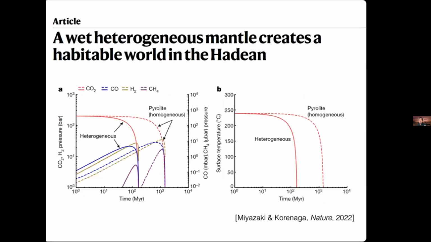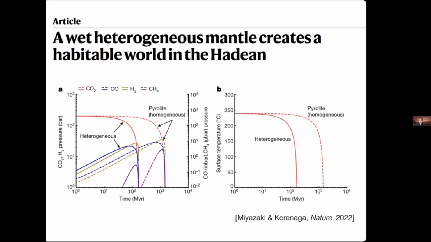And this wetness of the very early mantle is probably important to sequester a large amount of carbon dioxide in the early atmosphere and make a habitable environment in the Hadean. This is a work we published in Nature last year. And here we are comparing two hypothetical worlds. Note that the time axis is on a log scale, and the left panel shows the carbon dioxide concentration in the atmosphere, for 100 bars, 10 bars and one bar. And the right panel is the corresponding surface temperature.